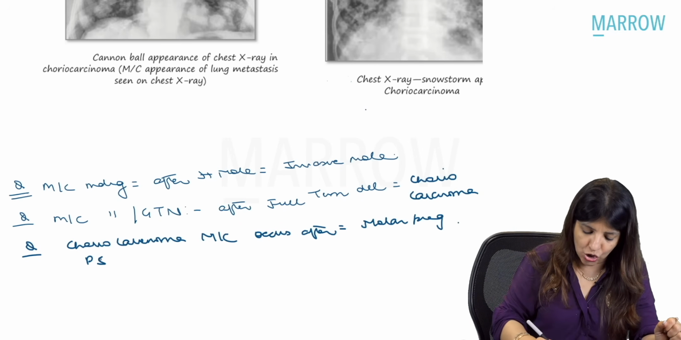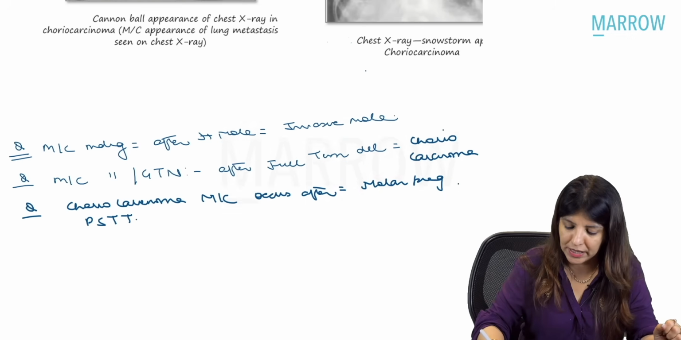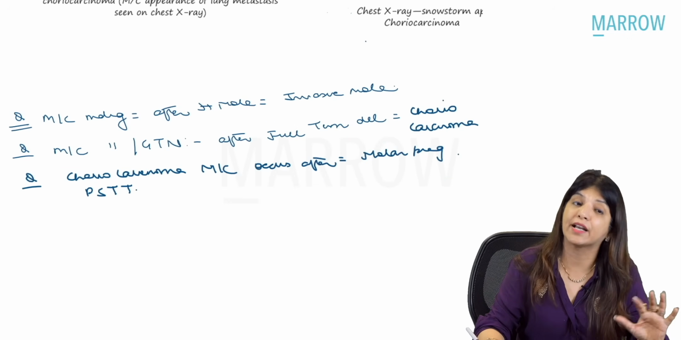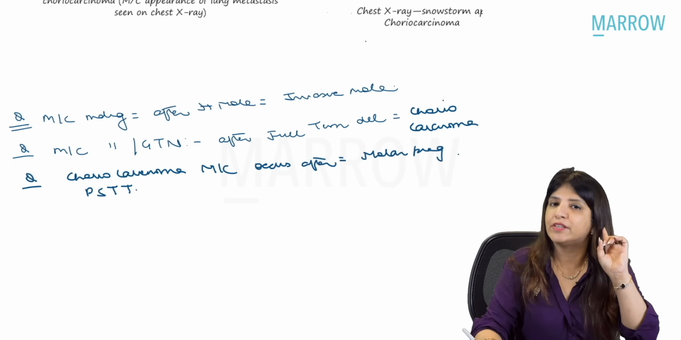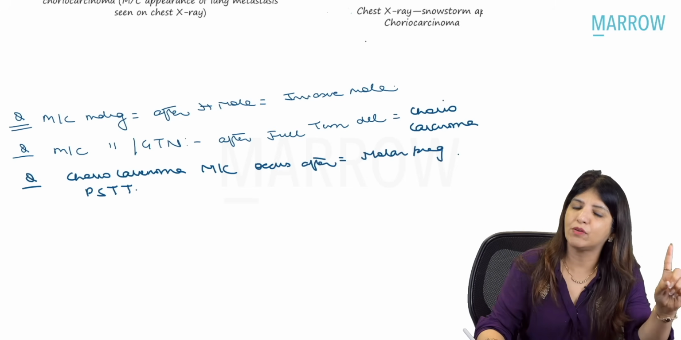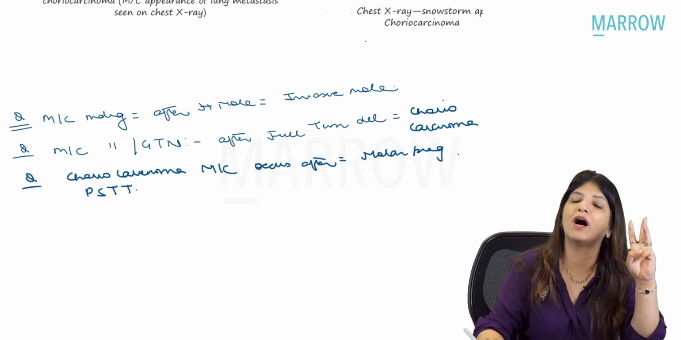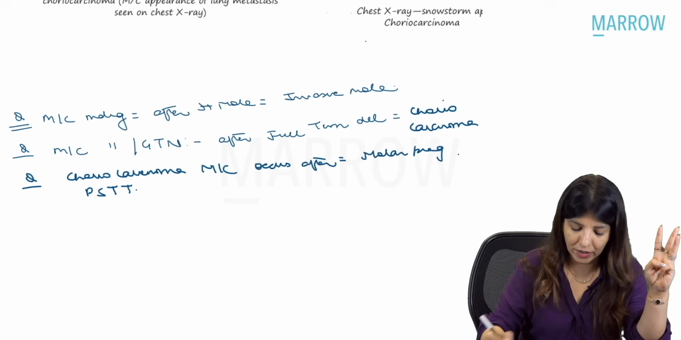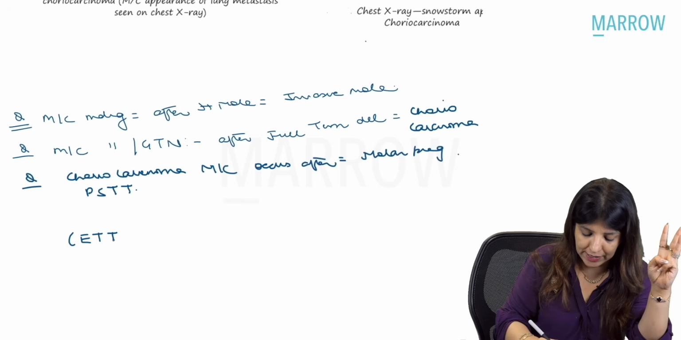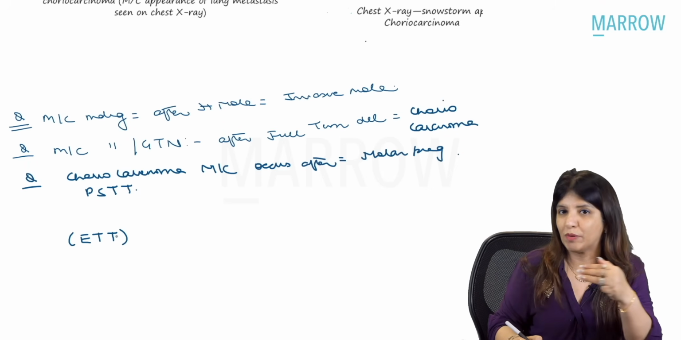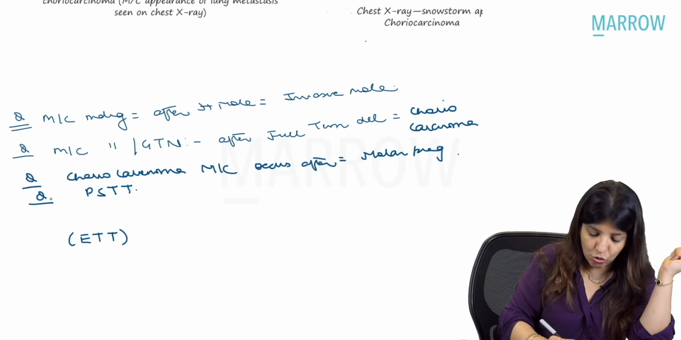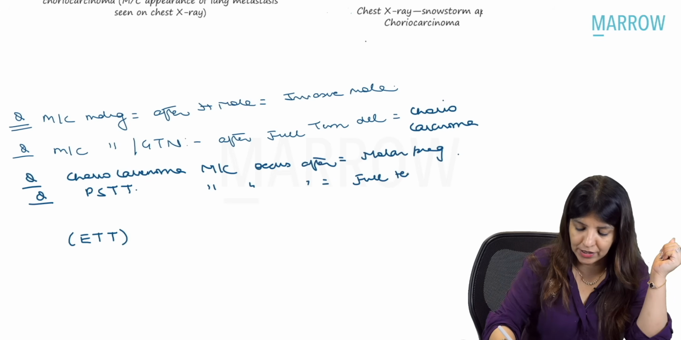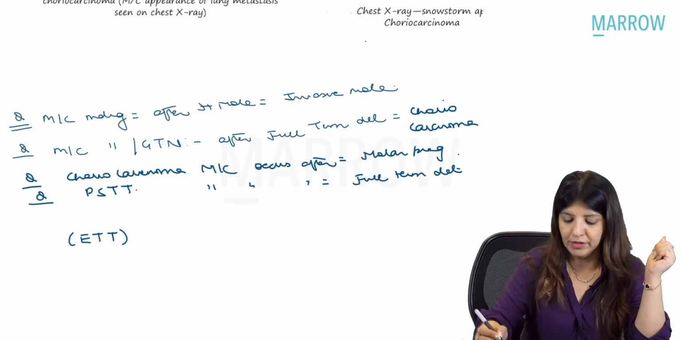And if they ask you PSTT, what is PSTT? Placental site trophoblastic tumor. That is again another type of GTN. There are 4 types of GTN. Number 1, invasive mole. Number 2, choriocarcinoma. Number 3, PSTT, which is placental site trophoblastic tumor. And number 4 is ETT, epithelioid trophoblastic tumor. If they ask you, PSTT most commonly occurs after, this most commonly occurs after full term delivery.